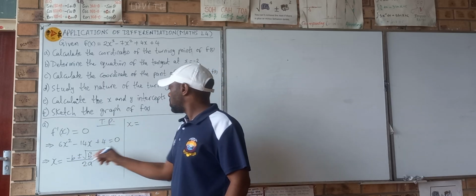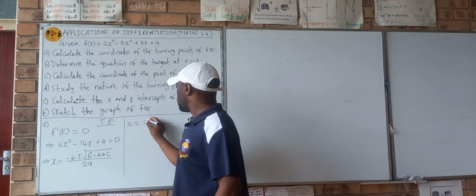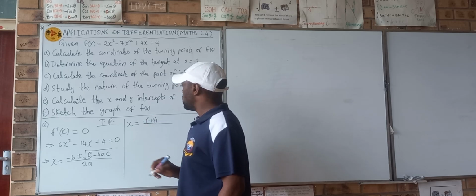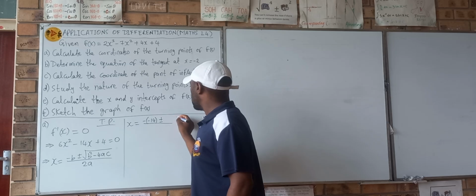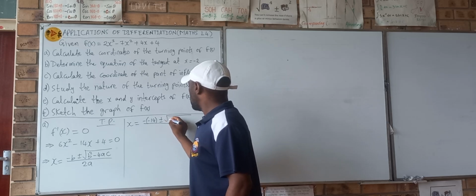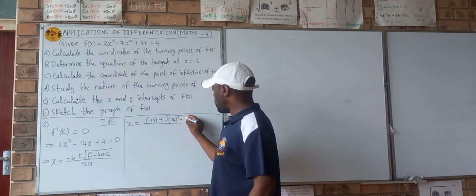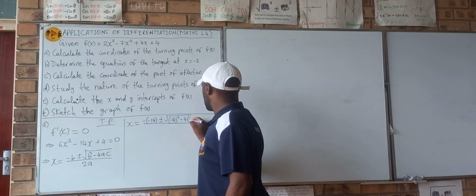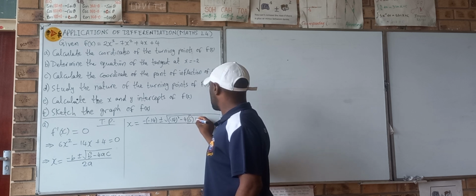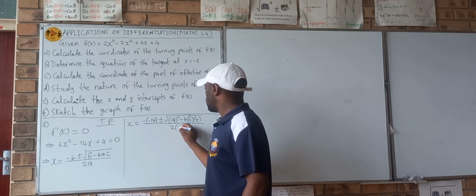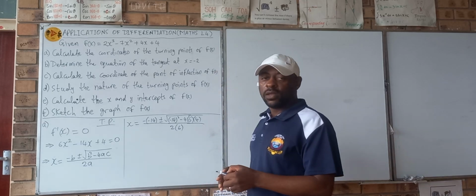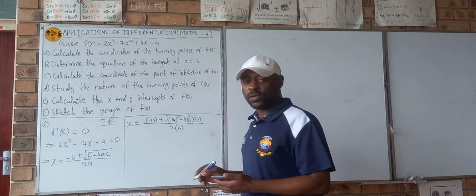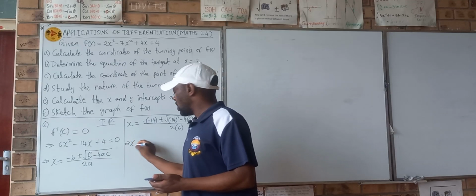So my b is -14. So I'll get negative of -14, then plus or minus the square root of -14 squared minus 4. My a is 6, then my c is 4, all this over 2a. So that is what I have now to use my calculator to calculate so that I can get the x values.